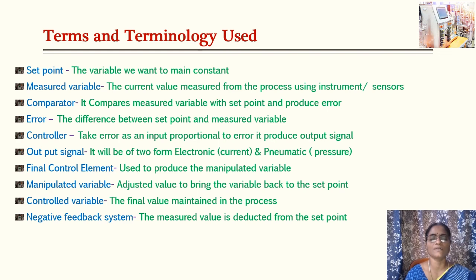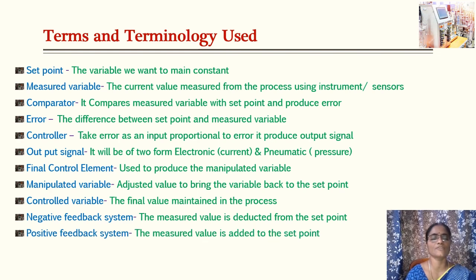What is a negative feedback system? In the negative feedback system, the measured value is generally subtracted from the set point. That is a negative feedback system. What is a positive feedback system? Generally, when the measured value is added to the set point, we have a positive feedback system. Most of the systems are negative feedback systems.